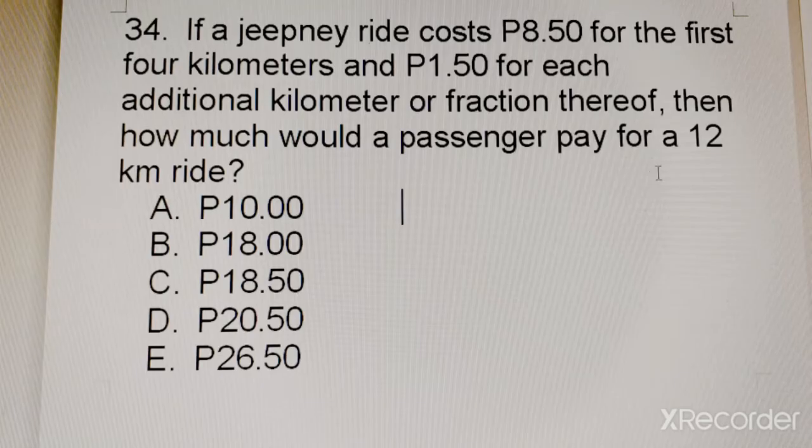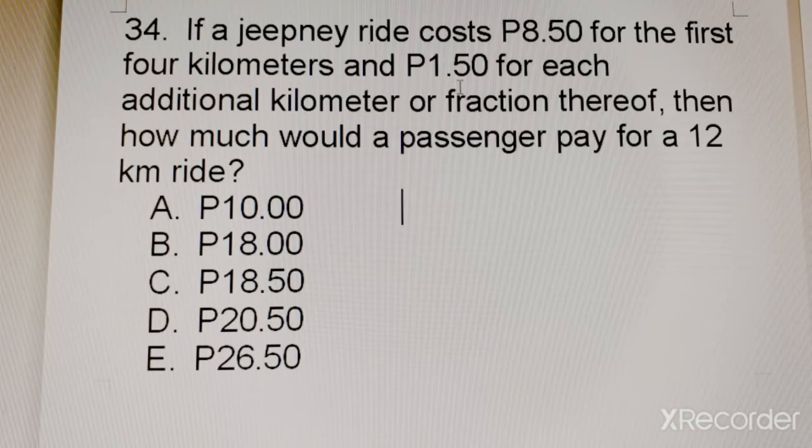Okay. Number 34. If a jeepney ride costs 8 pesos and 50 centavos for the first 4 kilometers and 1 peso and 50 centavos for each additional kilometer or fraction thereof, then how much would the passenger pay for a 12 km ride? A. 10 pesos. B. 18 pesos. C. 18 pesos and 50 centavos. D. 20 pesos and 50 centavos. E. 26 pesos and 50 centavos.